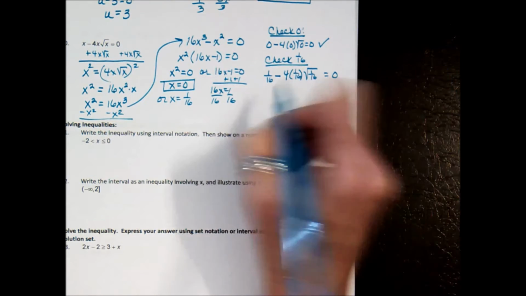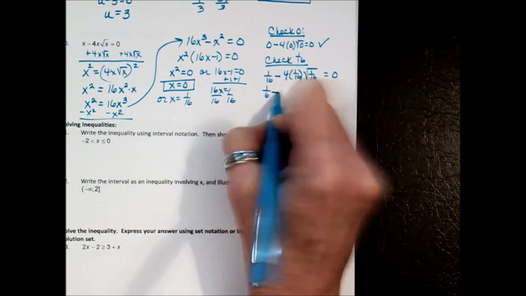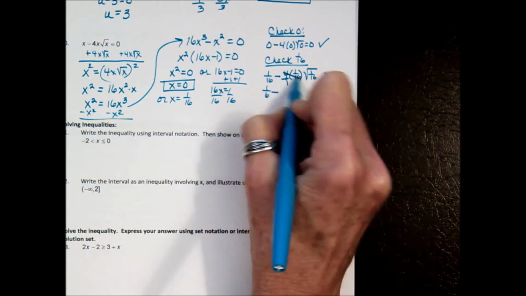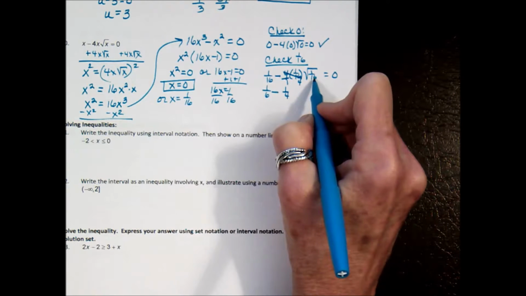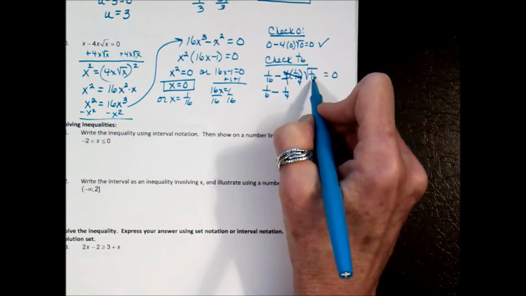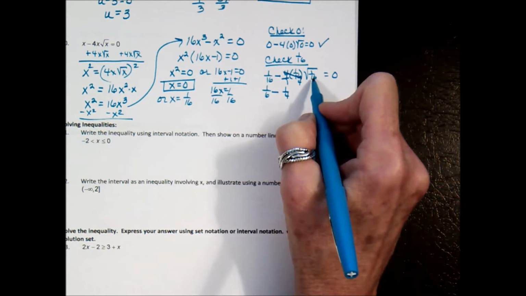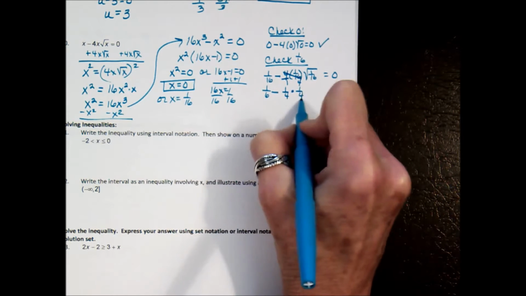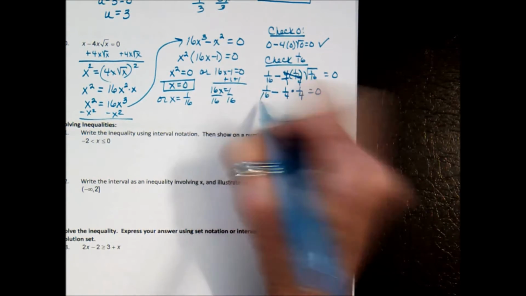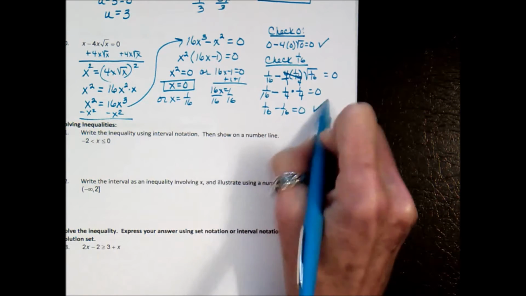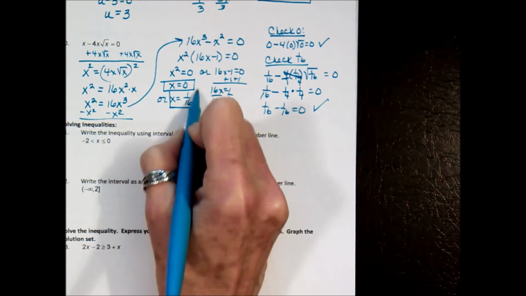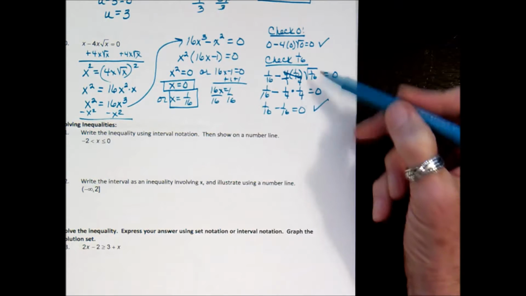That would be 1/16 minus, I can cross cancel here, 1/4. What is the square root of 1/16? It's 1/4, because 1/4 times 1/4 is 1/16. Is that equal to 0? Is 1/16 minus 1/16 equal to 0? Yes, it is. So in this case, they both work, but the check was difficult in this one.